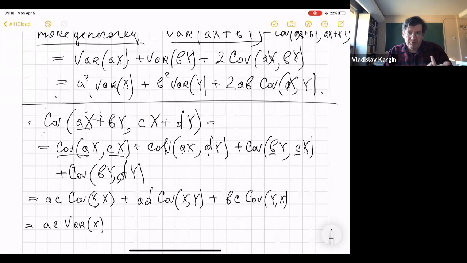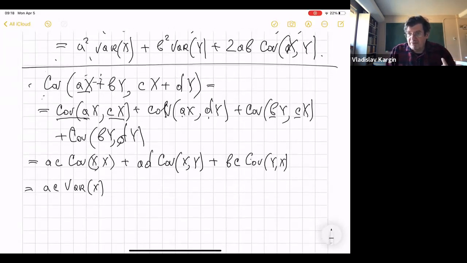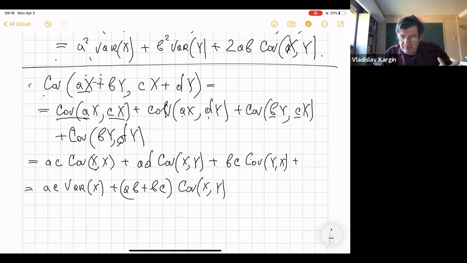So many properties, so it's kind of difficult to list all of them. But they are more or less the same as a product. So here will be AD plus BC times covariance of XY, because these things are the same. And the last one here is covariance of BY and DY. So we have B and D, we can take them outside, and we'll get the covariance of Y here.